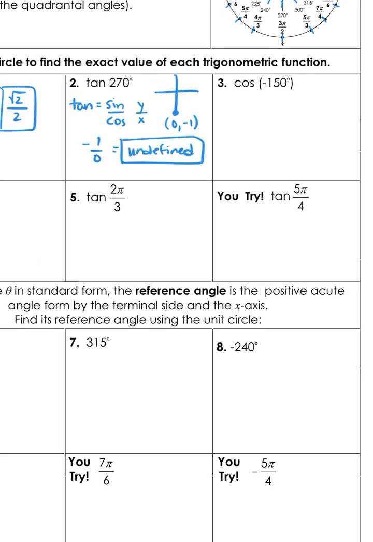The cosine of -150. Now remember, for the negative angles, you're going backwards. You're going down instead. So -150 is here. The coordinates are going to be negative square root of 3 over 2, -1/2. And the cosine is the same as the x-coordinate. So my cosine is going to be negative square root of 3 over 2.